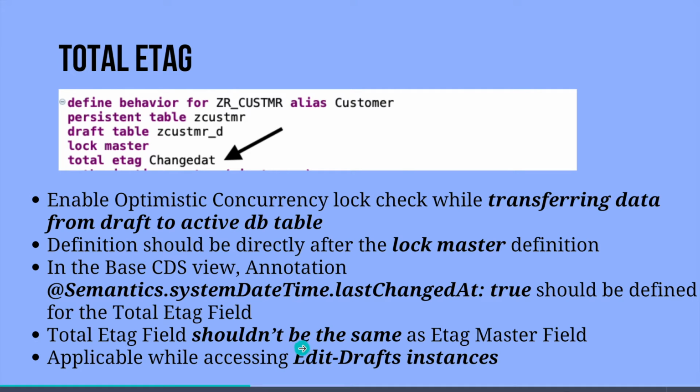Okay, and there is a recommendation actually. The total e-tag field should not be the same as the e-tag master field. So we have an e-tag master also. This is a separate e-tag concept. It's not with the draft handling, it's over the behavior definition. But for the draft handling, we need to have a unique field, other than whatever we have defined for the e-tag master field. And this e-tag will only be helpful for the edit draft instance. What edit drafts are and so on, we will be seeing in the upcoming slides.